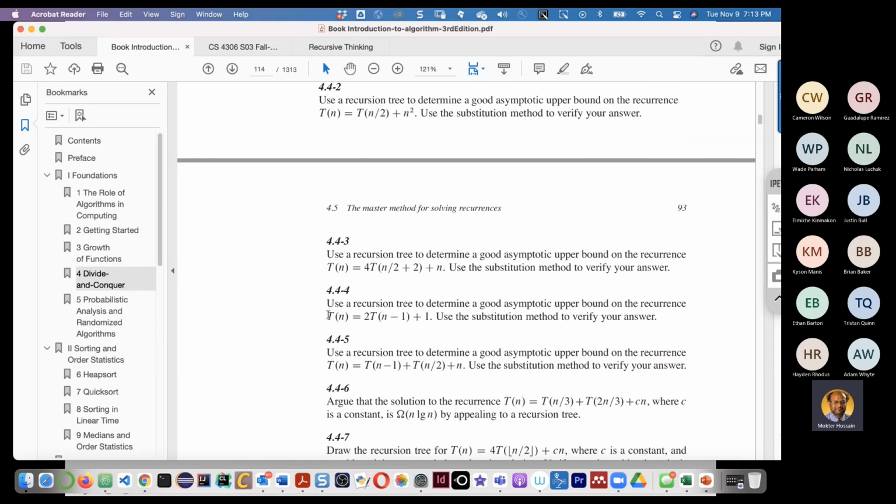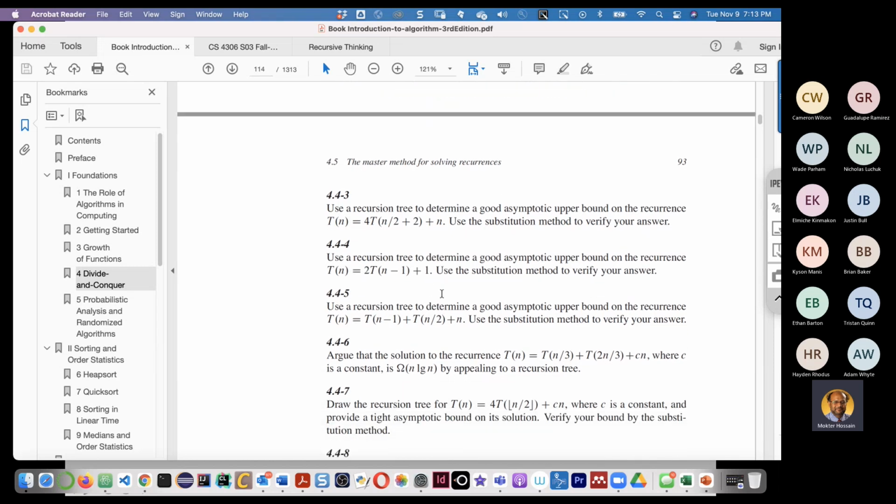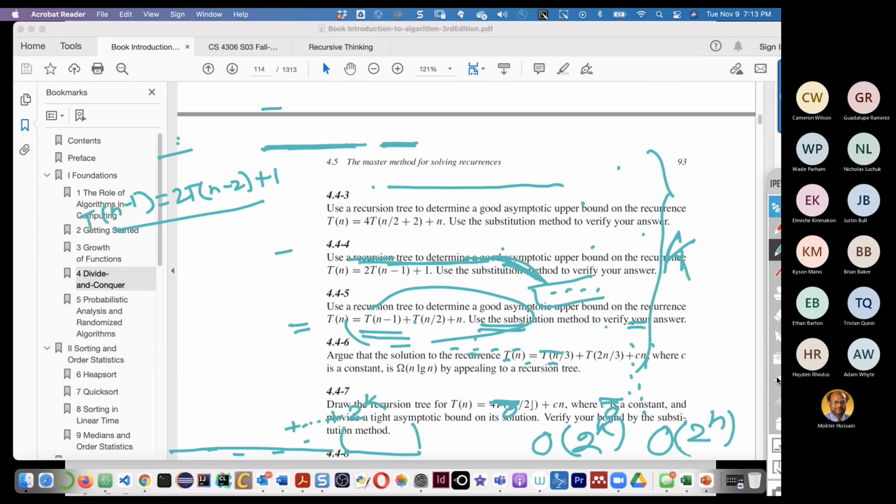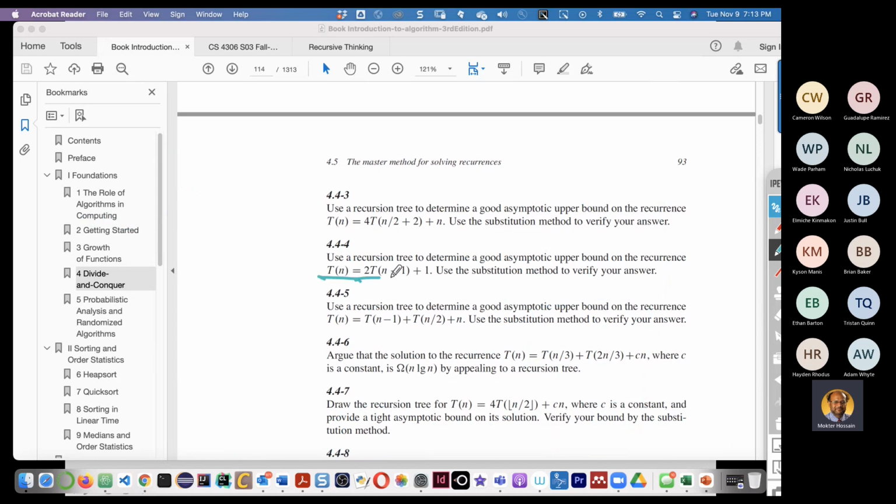Okay, so you can get the solution T(n) equal to 2T(n-1) plus 1. If you find the solution of this one, you will see that the time it takes is exactly what we are discussing, equal to big O of 2 to the power n. Use a recursion tree to determine a good asymptotic upper bound on the recurrence. We did not discuss this, but this is mathematical actually. When I was an undergraduate student in mathematics, I remember that I would solve some of this kind of problem.